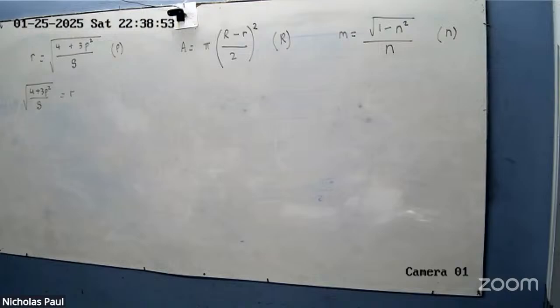Alright, square both sides. Square both sides. You have a fraction, cross multiply, and make P the subject. That is where you come up with.